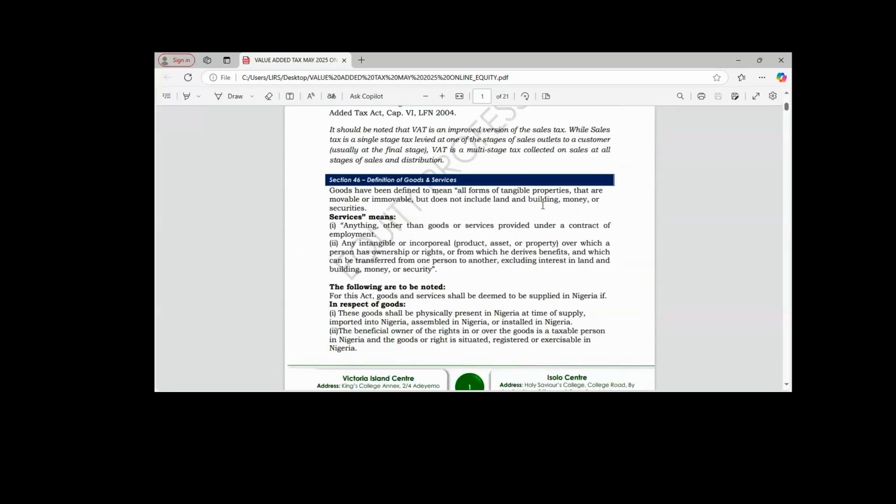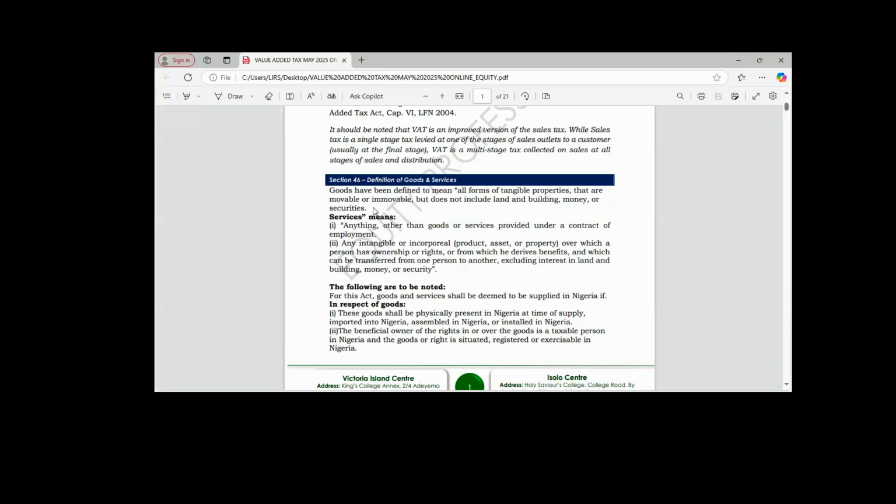It does not include land and building, money or security. Does it mean now if you buy a property like a building, you will not pay VAT on it? Yes, that is what it means. Because I've seen where somebody wanted to buy a property and they were saying you pay VAT. I was like, before now, when was that? Oh, recent though, the person wanted to collect VAT again.